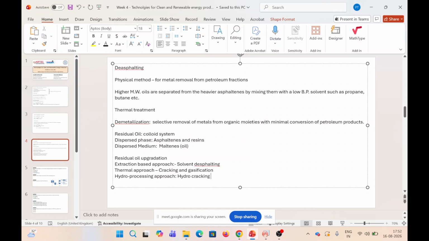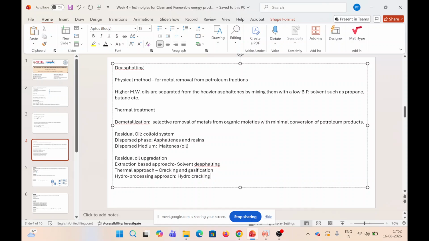So as I said, this solvent desalting is same as the desalting process that we actually discussed. Over there, we typically use low boiling point solvent, and then basically we are going to mix it with these higher molecular weight oils, and then we try to separate them from the heavier asphaltenes. So that approach is actually going to remain the same. The commercial solvents that we use in this case are propane, butane, and pentane.